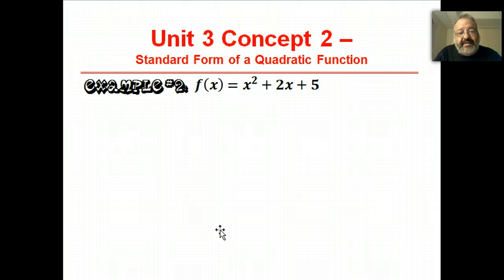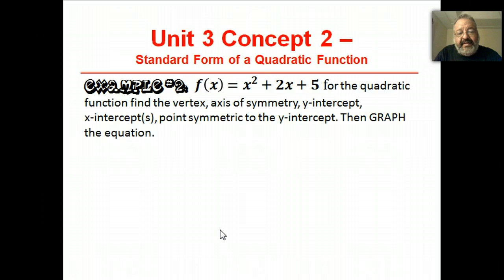Okay, example number 2. You have f of x is equal to x squared plus 2x plus 5. This time, they're asking you to find the vertex, axis of symmetry, y-intercept, x-intercepts, the point symmetric to the y-intercept, and then graph the equation. Once again, we're going to find a, b, and c first. a is 1, b is 2, c is 5.